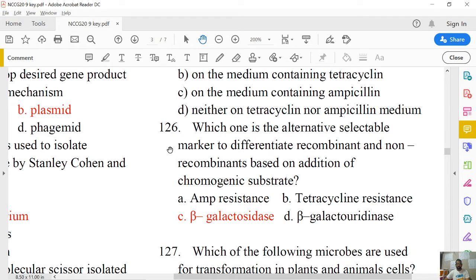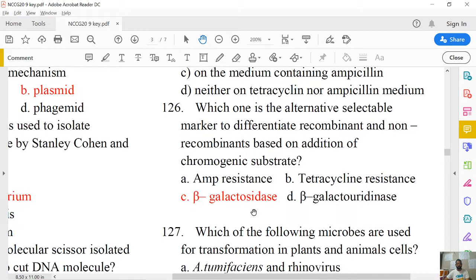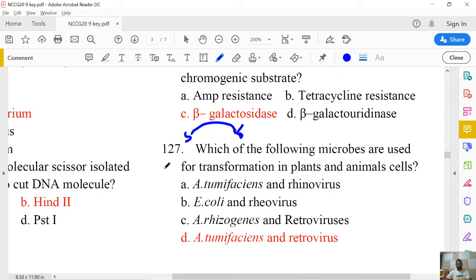Which one is the alternative selectable marker to differentiate recombinant and non-recombinant based on the chromogenic substance? So this is what we have seen in the pUC plasmid, that lacZ will produce beta galactosidase. So when you add a colorless substrate to this, it will be converted into colorful products. So by detecting this particular reaction, we are able to differentiate recombinants from the non-recombinants.